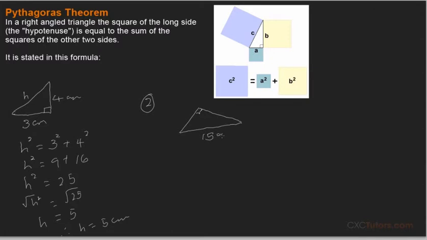Let's say we have a right angle triangle in which the hypotenuse, which is opposite the 90 degree angle, is 15 centimeters, and we're given another side. Let's say this side right here is 9 centimeters. What is the missing side equal to? Let us call it x.